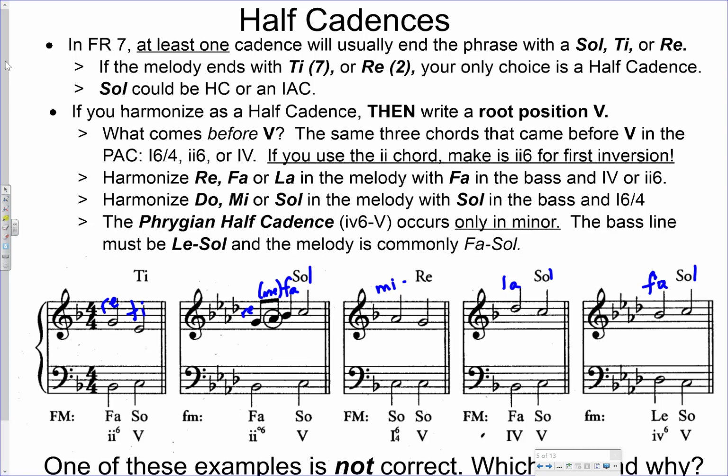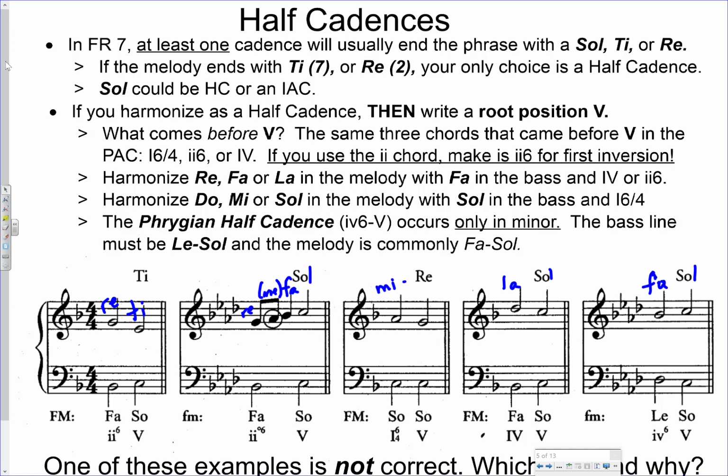Let's look at the end. The last one, we're in F minor. So this is my Phrygian cadence. When I have, you can memorize this, when I have the soprano going from fa to sol in minor, the bass can go in contrary motion, le sol, making it the minor 4-6 to the 5.